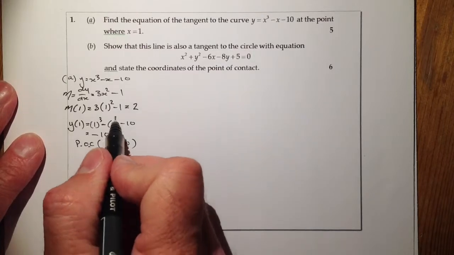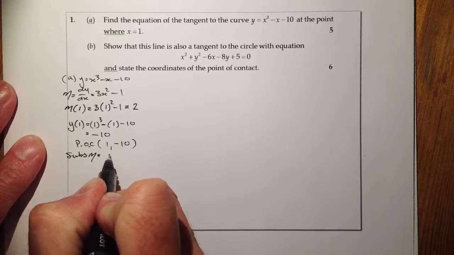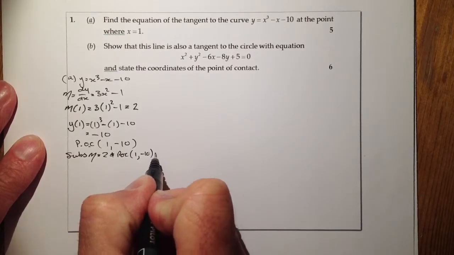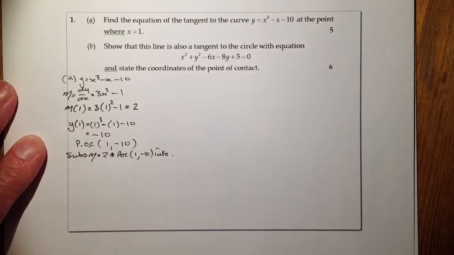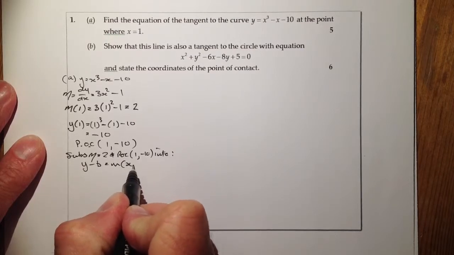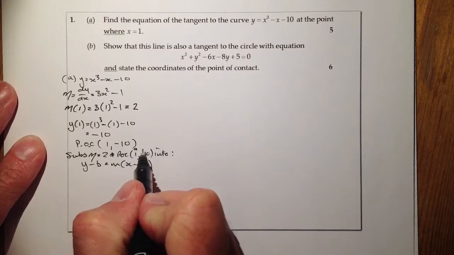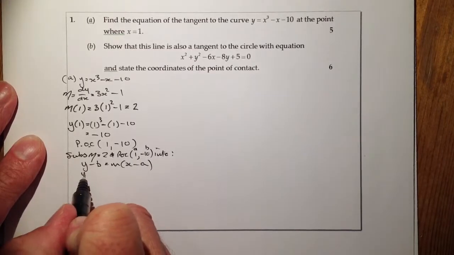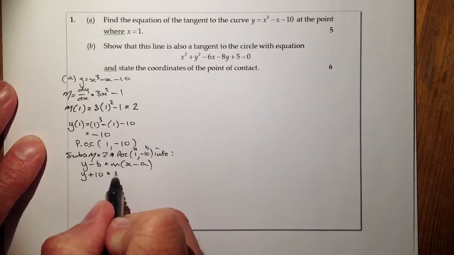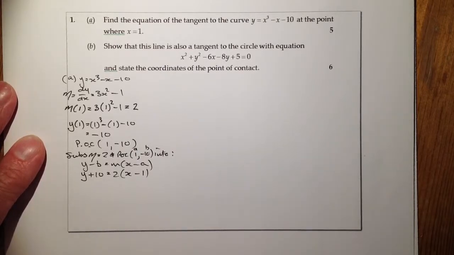Right, from there, I'll substitute the gradient equal to 2 and the point of contact, which is (1, -10), into the equation of a straight line. So that's y minus b equals m(x minus a). Okay, so that'll be my point a, that'll be my point b. So it'll be y plus 10 equals m, which is my gradient, 2(x minus 1). And that's where I would expect to get my mark.